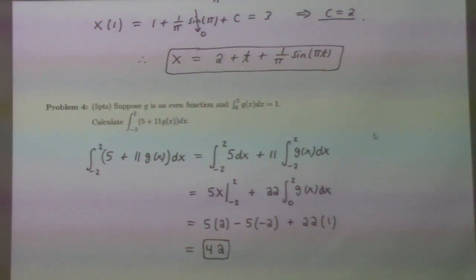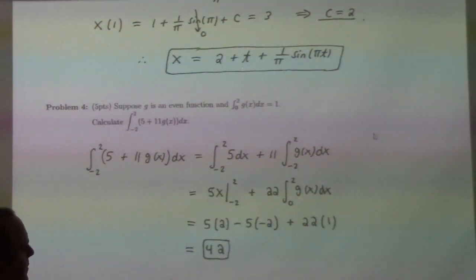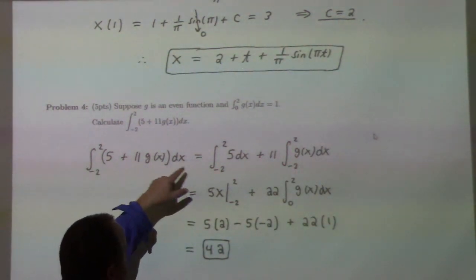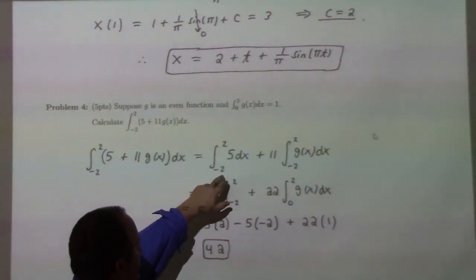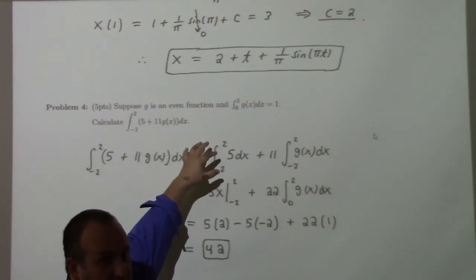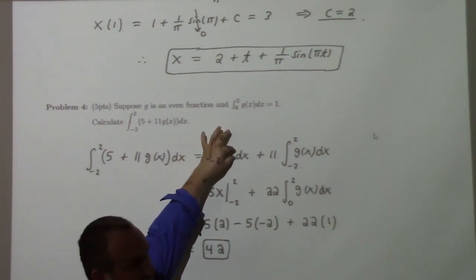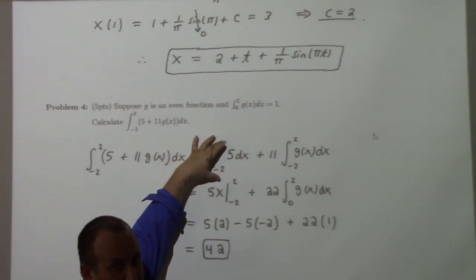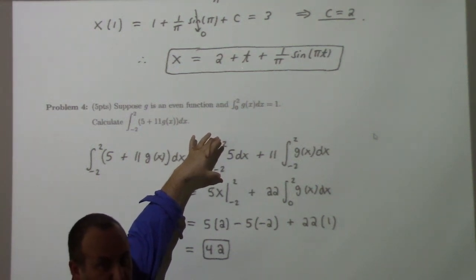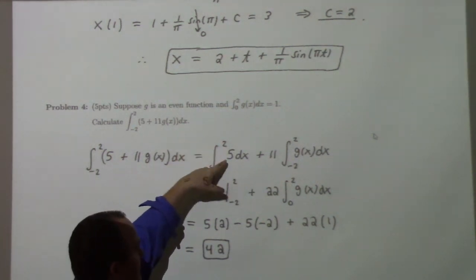Here again, the bounds are not optional, they have to be written. So the 5 dx, anytime you have a constant integrated over a region, you can just take the length of the region times the constant. That gives you what it is. So the length of this region is 4. Minus 2 to 2 is 4. 4 times 5 is 20. That's what this is going to work out to.